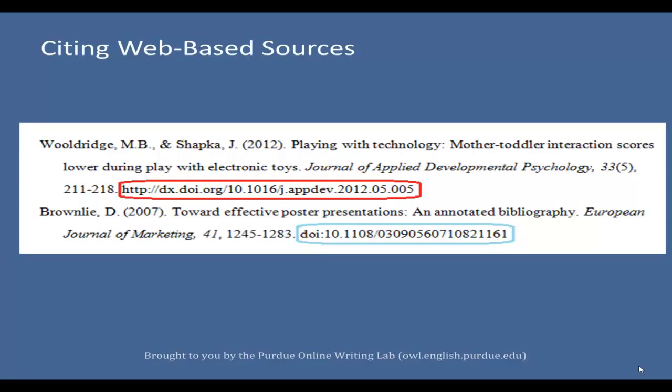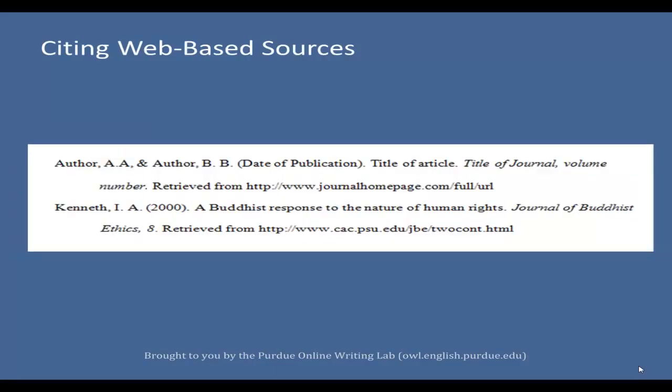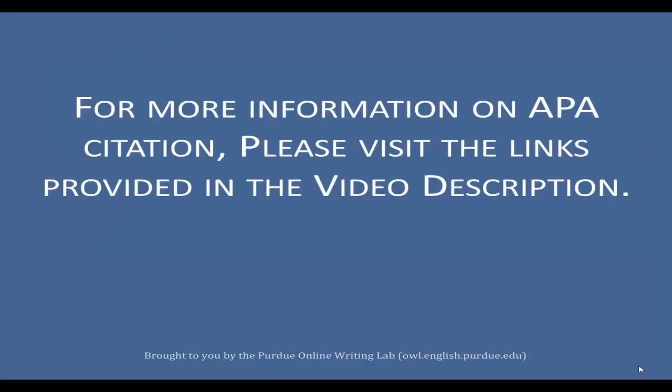When it is available, you should use the new DOI, which acts as an active link, as in the first example, circled in red. If only the older numeric string is available, use that as the DOI, as in the second example, circled in blue. If an article has no DOI, simply include the URL. For more information on APA citation, please visit the links provided in the video description.